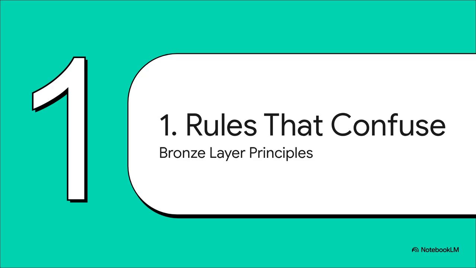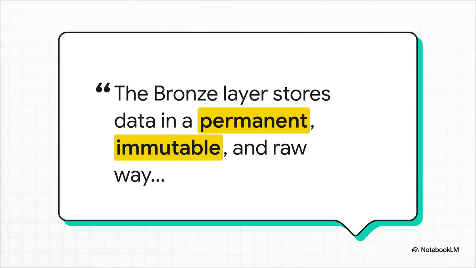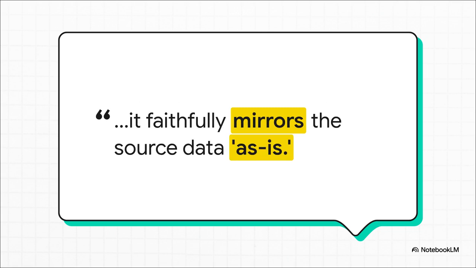To figure this out, we first have to look at the principles of the bronze layer that are giving so many engineers such a headache. The first big rule you always hear is that bronze data has to be permanent and immutable. You can't change it, ever. It's meant to be this perfect historical archive of everything from the source, which, right off the bat, sounds pretty restrictive.